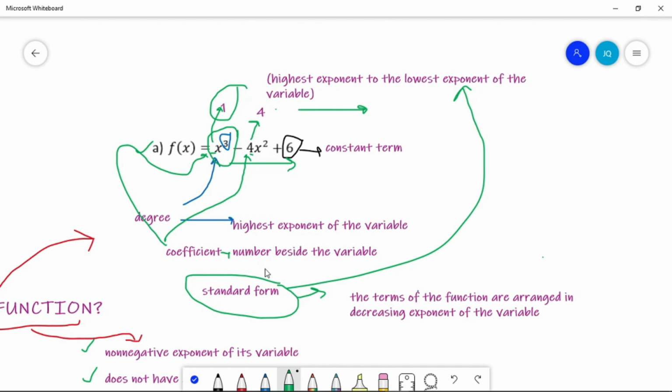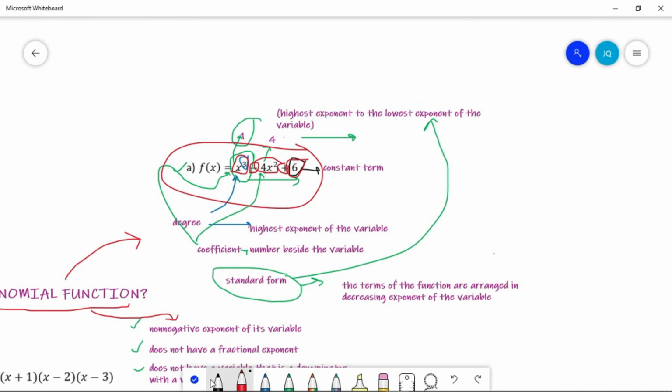Okay, so again, in standard form, the terms, when we say terms, these are one term, another term, and another term. They are separated by either a minus or a plus. So that's how to identify terms. And in this example, we have 3 terms: 1, 2, 3. Okay, so that's about standard form and getting to know polynomial function.